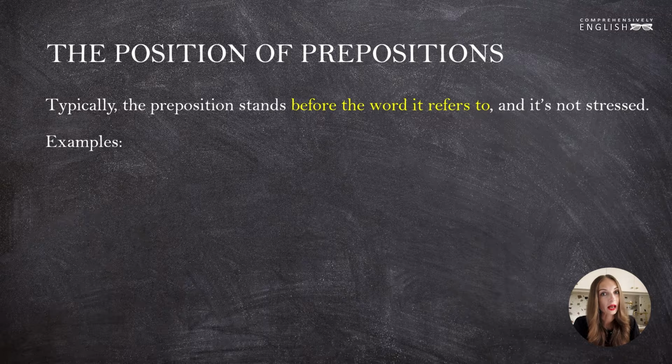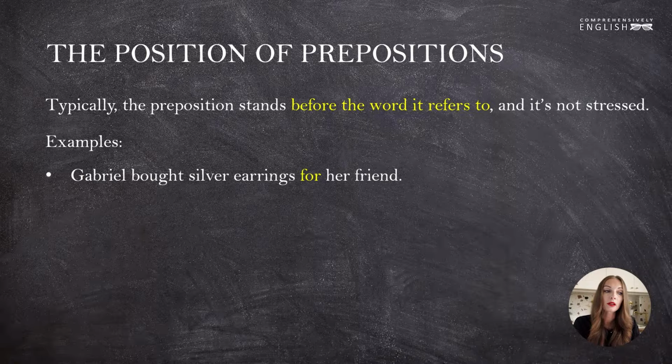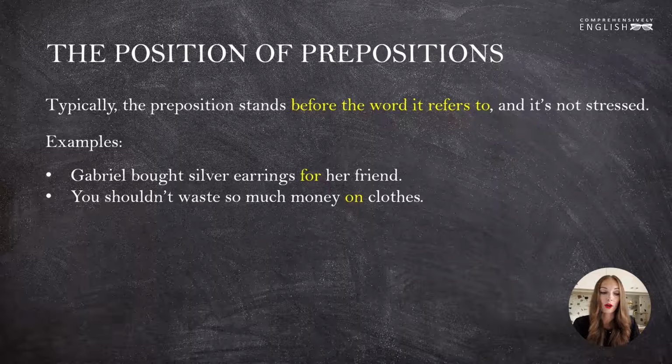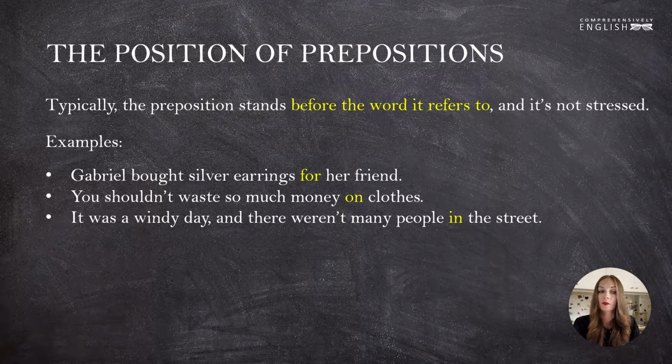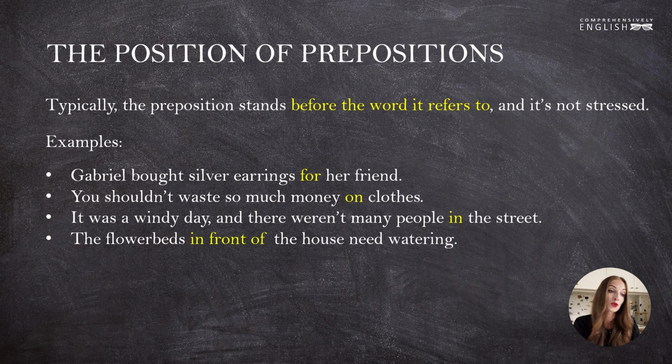Let's look at some more examples to illustrate that. Gabrielle bought silver earrings for her friend. You shouldn't waste so much money on clothes. It was a windy day and there weren't many people in the street. The flower beds in front of the house need watering. For, on, in, and even in front of are prepositions. Yes, prepositions can consist of several tiny words. It's not always one word, and we'll speak about it a little bit later.